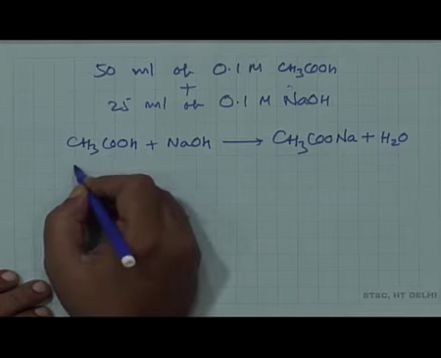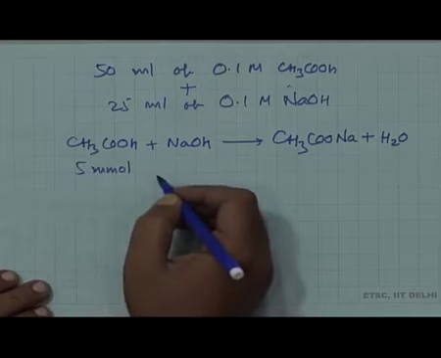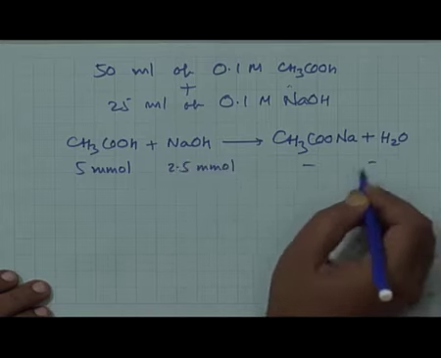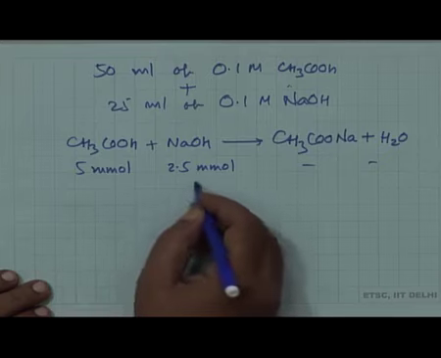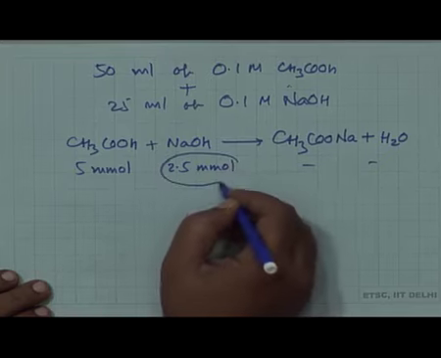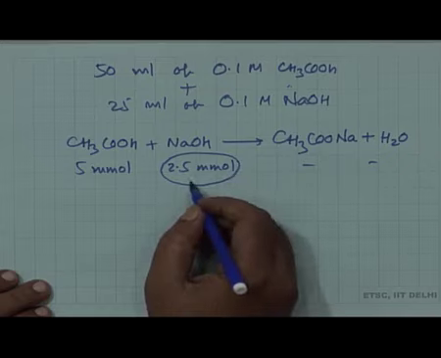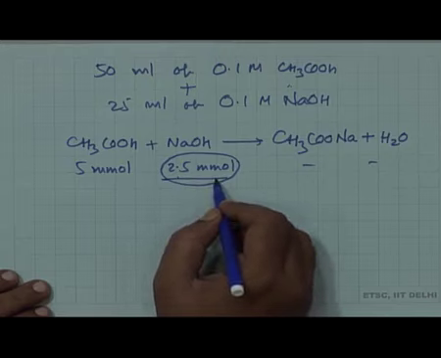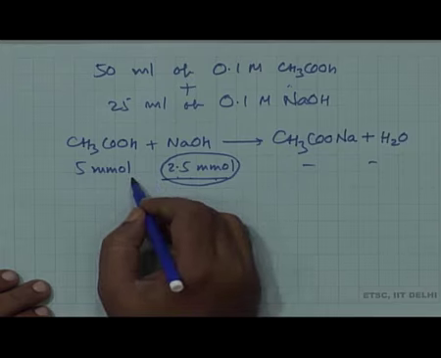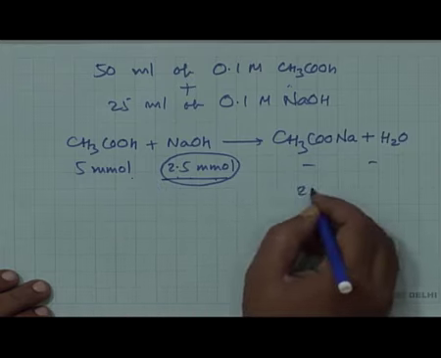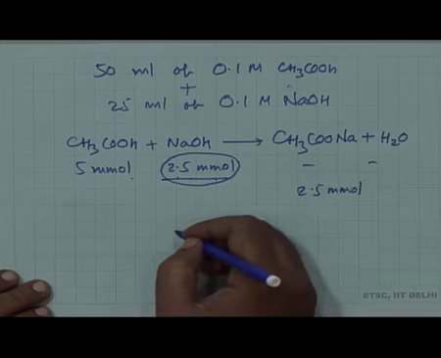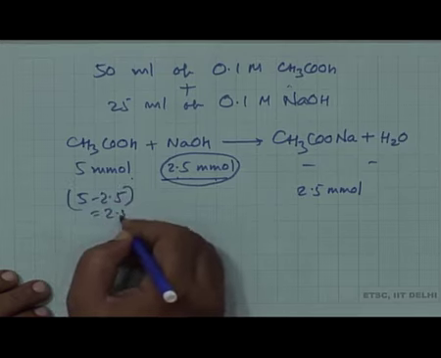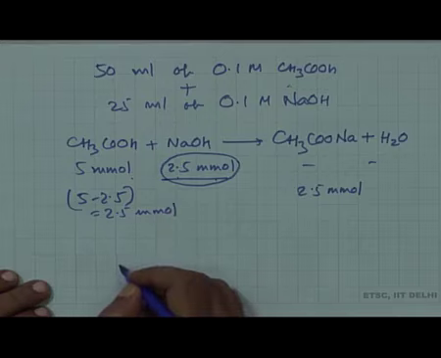You had 5 millimole of acetic acid in the solution and 2.5 millimole of NaOH in solution before reaction. Suppose reaction happens, all your NaOH will go to salt, and since this is the limiting reagent, the 2.5 millimole of NaOH will interact with 2.5 millimole of acetic acid to give you 2.5 millimole of sodium acetate. And what is left is 5 minus 2.5, equal to 2.5 millimole of acetic acid.